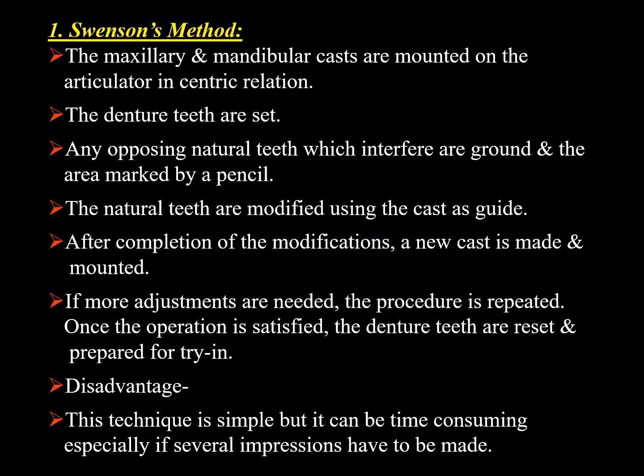The first method is described by Swenson. Here, the maxillary and mandibular casts are mounted on the articulator in centric relation, and the denture teeth are set. The opposing natural teeth which can interfere are ground in the area and marked by a pencil. The natural teeth are modified using the cast as a guide. After completion of this modification, a new cast is made and mounted. So here the interfering cusps or tips are modified on the cast, and then the same modification is completed on the patient and a new cast can be fabricated. If more adjustments are needed, this procedure is again repeated.